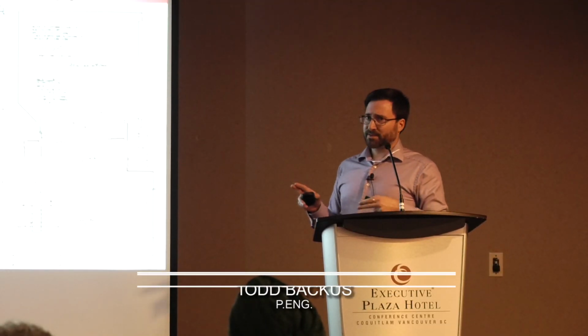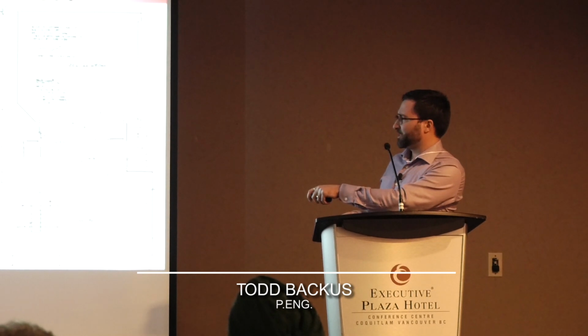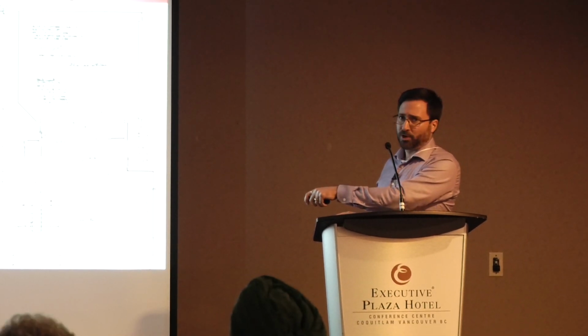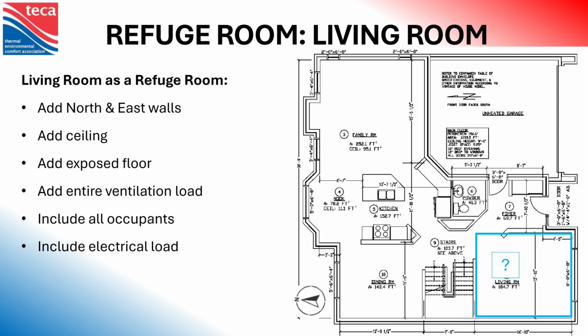If there was, say, an above grade element below, I'd probably just take the R value of the walls and say, I've got that on my floor, and then the floor is an exposed floor. I took the entire ventilation load and put it in that small space. I put all 5 of my occupants and then the electrical load. So what does that look like?